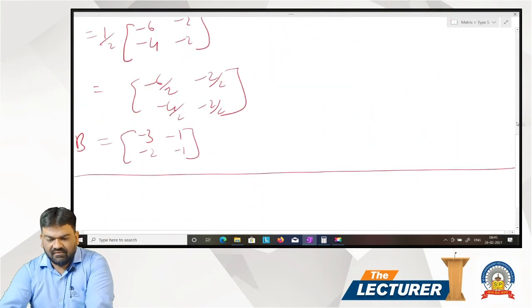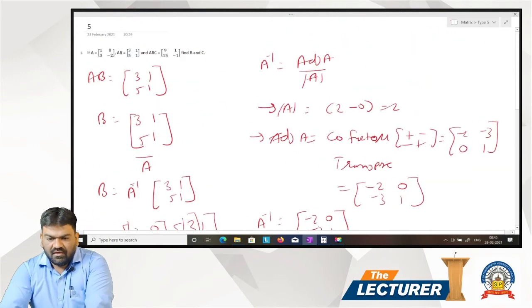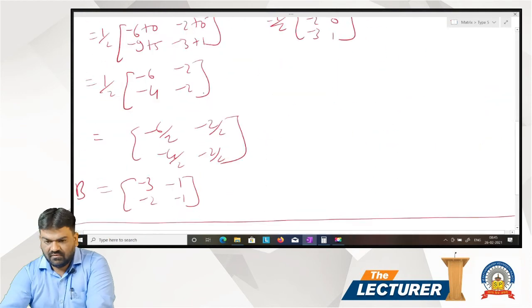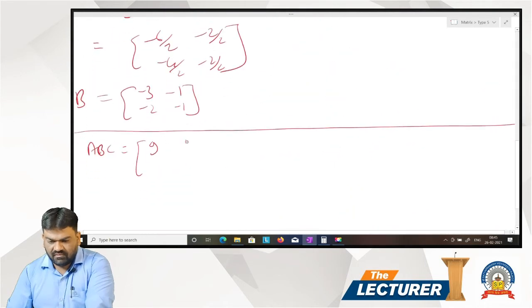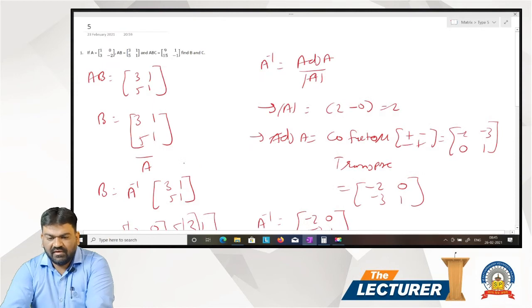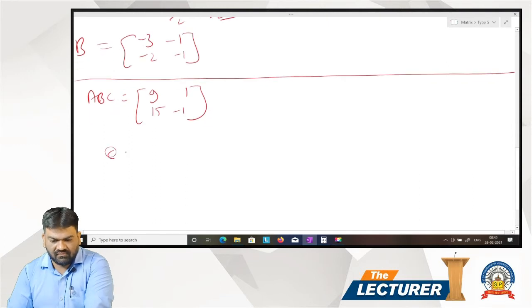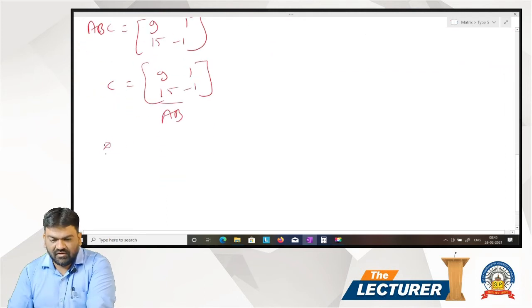So ABC is given. ABC is equal to [9 1; 15 -1]. We have to find out C. AB is given. So C is equal to [9 1; 15 -1] divided by AB. So C is equal to AB raised to minus 1 multiplied by [9 1; 15 -1].